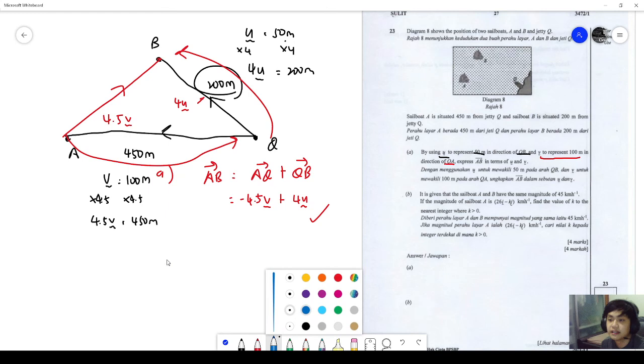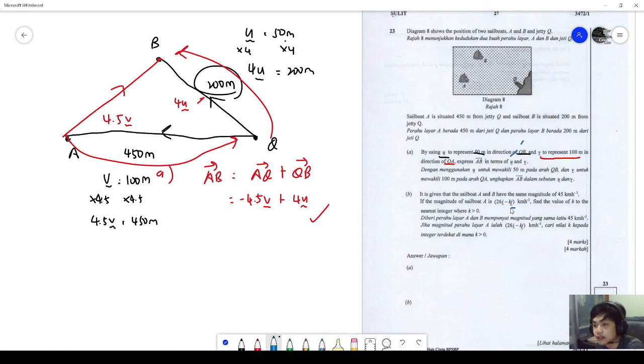So question B. It is given that sailboat A and sailboat B have the same magnitude of 45 km per hour. If the velocity of sailboat A is 26i minus kj km per hour, find the value of k to the nearest integer where k is more than 0. They gave the sailboat A as 26i minus kj km per hour, but this is actually a vector, so they haven't actually given us the magnitude yet.